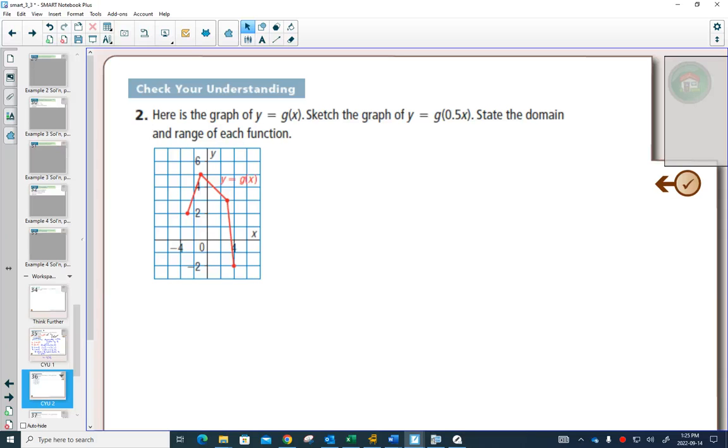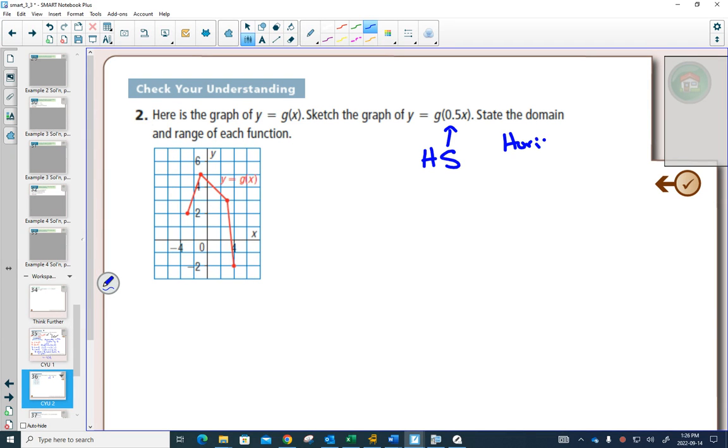Okay, second question. We've got the graph of g of x. Sketch the graph of g of 0.5x. So now, the 0.5 is inside the function. So again, last time the numbers were outside of the function. This time it's inside the function. Anytime something happens inside the function, it's going to be horizontal. And now we have to decide, will it take this graph and stretch it horizontally, or will it compress it horizontally? And this will be a horizontal stretch.